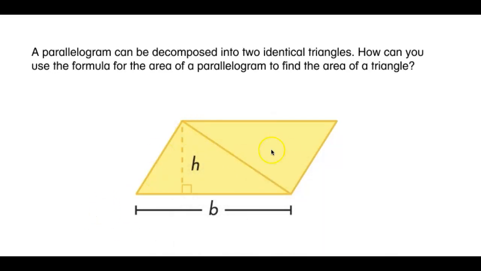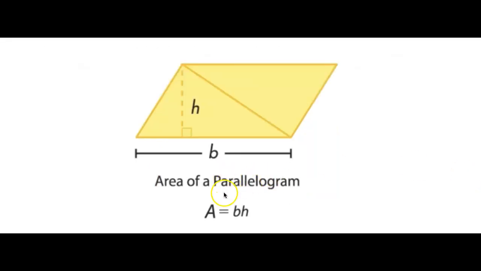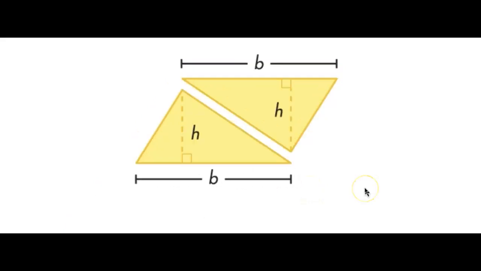So it was cut in half, right? Obviously from there, we could figure out the formula of a triangle. We also know that the area of a parallelogram is base times height, right? So that is the area of a parallelogram. We could also create a diagonal on the parallelogram to divide it into two identical triangles.